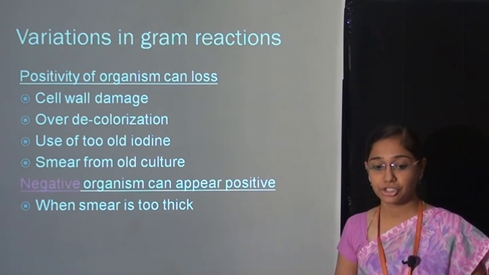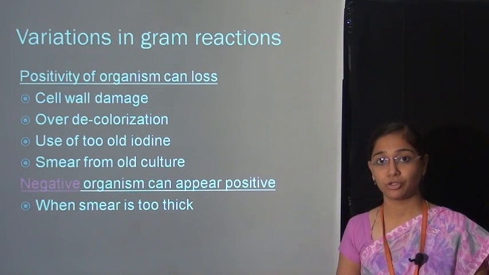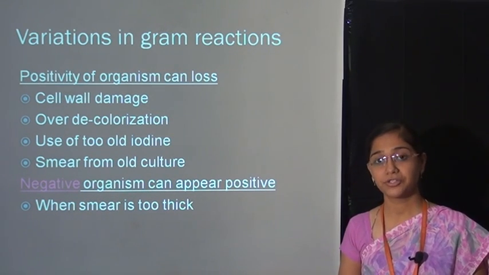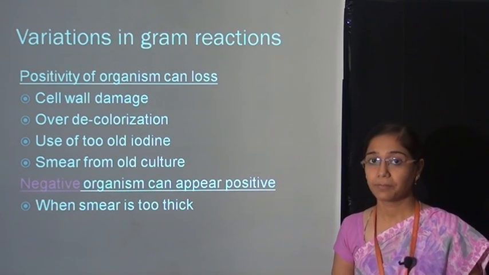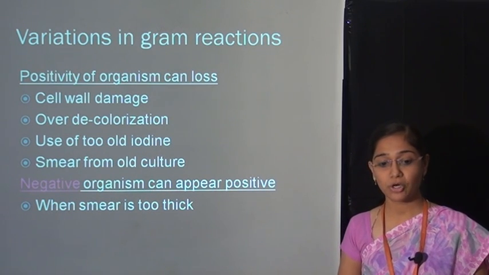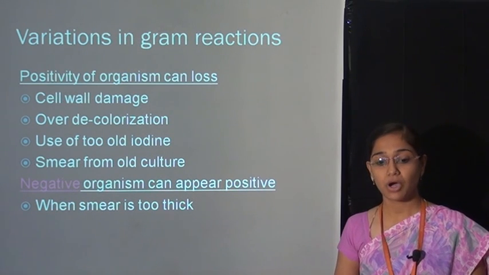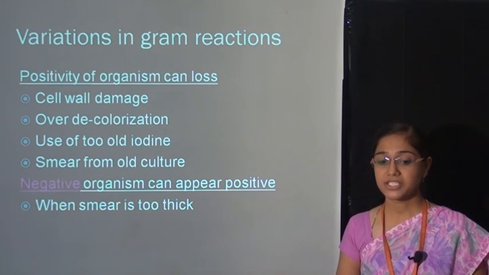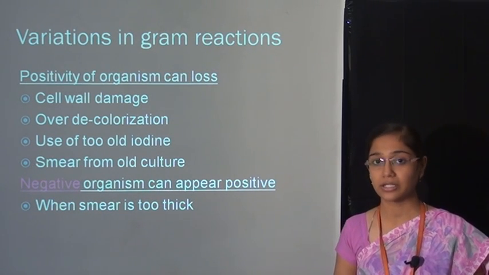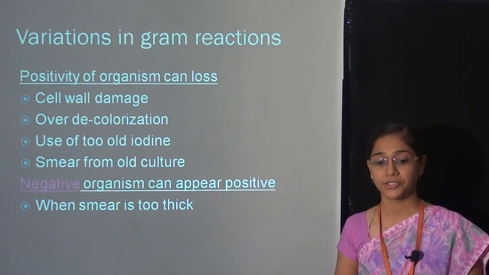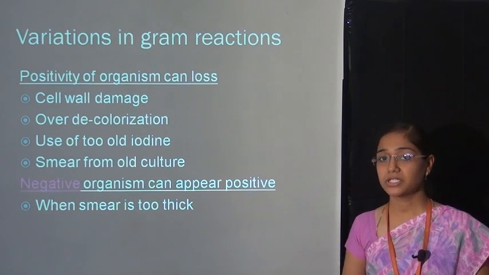Variation in the Gram reaction: Gram-positive organisms can lose their positivity because of cell wall damage. Sometimes Gram-positive bacteria will not give the purple color because of cell wall damage, over-decolorization, use of too old iodine, and smear from an old culture. We can use only young culture; we should not use old culture. And Gram-negative organisms can appear positive when the smear is too thick.